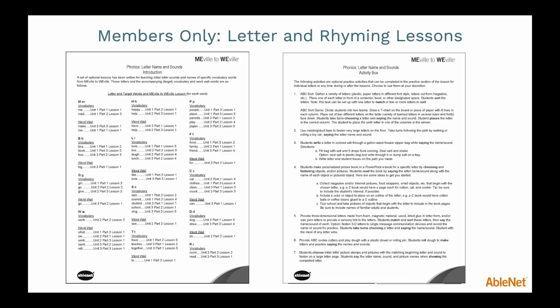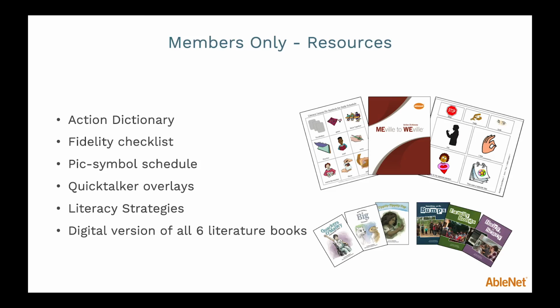The amount of letters or rhyming words taught and how these lessons are paced is up to you, as the frequency depends on your students' pacing needs. The resource folder is where you will find the action dictionary, a fidelity checklist, example pic symbol schedule, QuickTalker 7 overlays, as well as literacy strategies. Although literacy strategies are embedded into MEville to WEville lessons, we have included additional literacy strategy activities and student supports you may choose to use at your discretion.